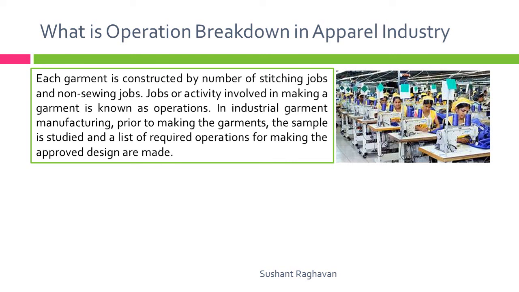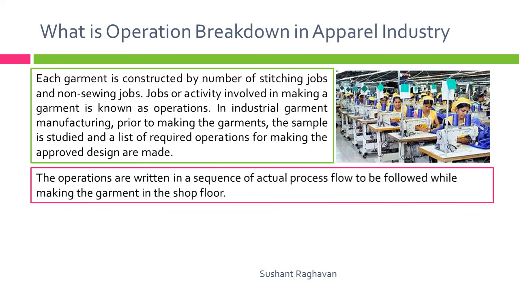In industrial garment manufacturing, prior to making the garments, the sample is studied and a list of required operations for making the approved design is made. The operations are written in a sequence of the actual process flow to be followed while making the garment on the shop floor.